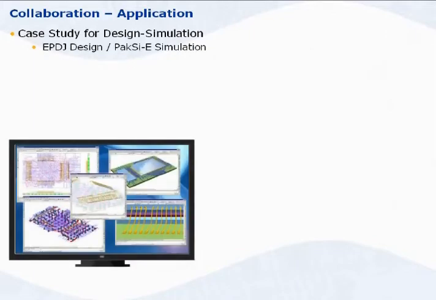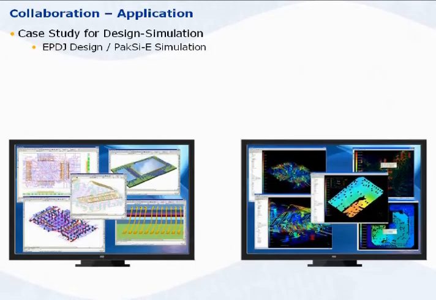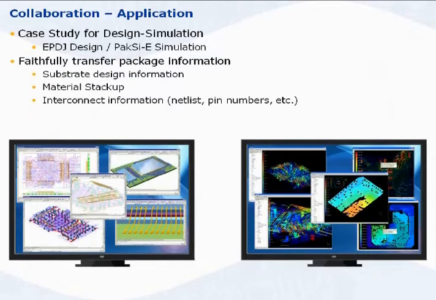Let's take a look at a case study. A designer using a 3D package design system wants to transfer the design information, including 3D models, to a 3D electromagnetic simulation system. This includes material stack-up information, such as heights and thicknesses, interconnect information, such as netlist data, pin numbers, parts, etc., and endpoint bond wires, meaning bond wires that are detailed, accurate, and realistic.